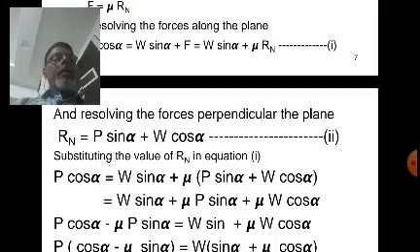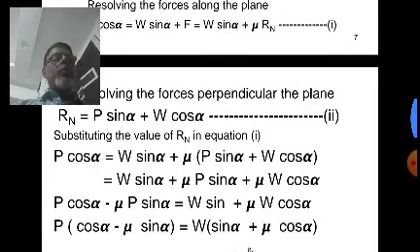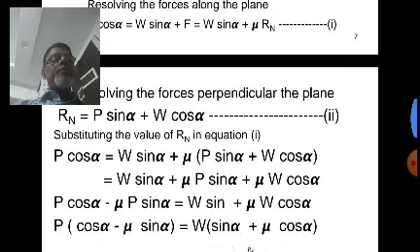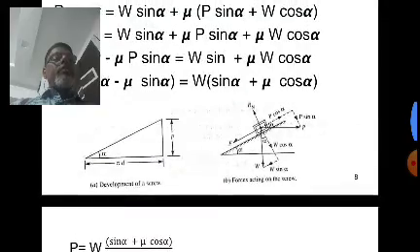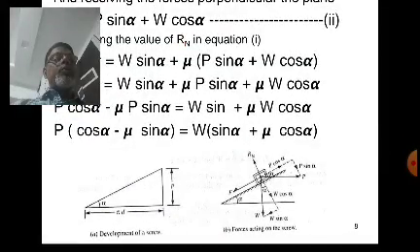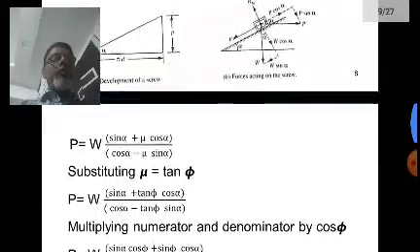and if you solve this, you will get W sin alpha plus mu P sin alpha plus mu W cos alpha. So P cos alpha minus mu P sin alpha is equal to W sin alpha plus mu W cos alpha. You can take this P outside, so P times (cos alpha minus mu sin alpha) is equal to W times (sin alpha plus mu cos alpha). Now from this equation you can write P equal to W times (sin alpha plus mu cos alpha) divided by (cos alpha minus mu sin alpha), right?